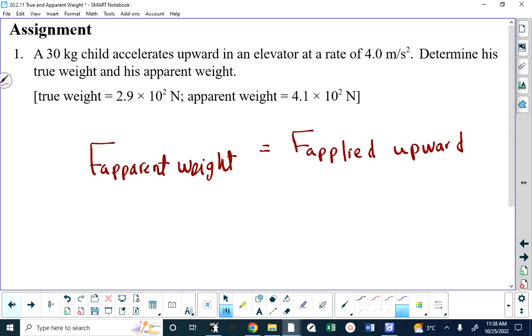Okay. You have football Friday? Okay. Where are you playing?